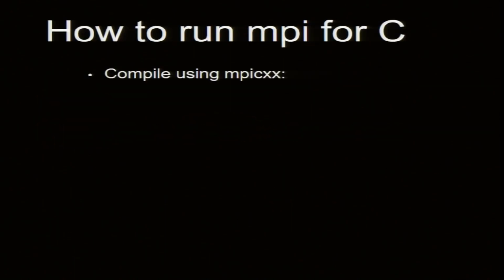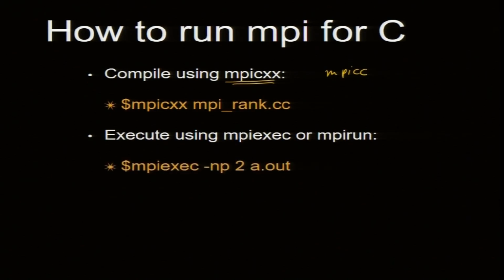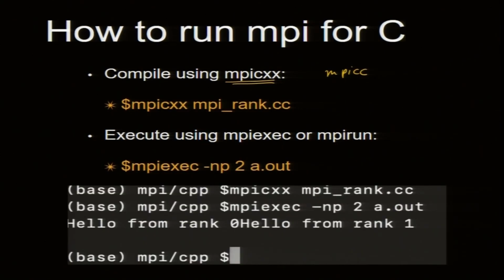And for C++, you have to compile using mpicxx, not mpicc. Remember for C it was mpicc. So it is now mpicxx, and running it is exactly the same, but compilation is different because it is the g++ C++ compiler. This was running on my laptop.